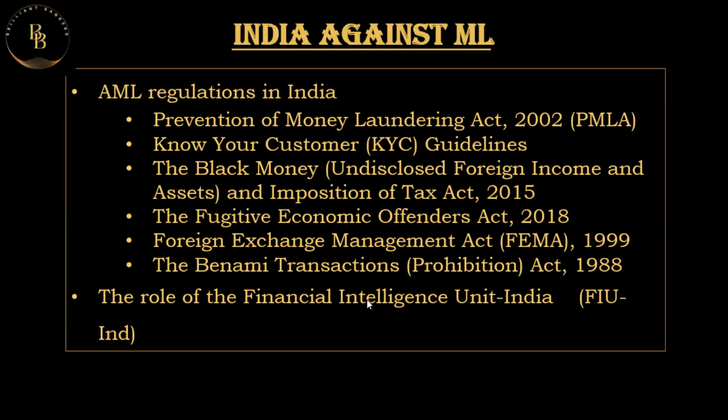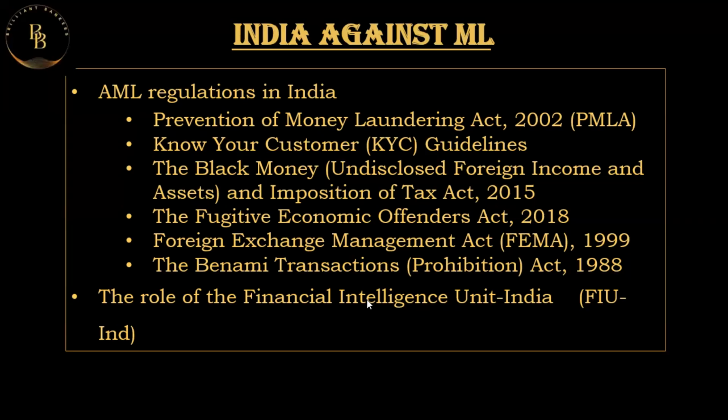What is the Black Money and Imposition of Tax Act 2015? That is the Undisclosed Foreign Income and Assets Act. This act aims to curb the practice of concealing foreign income and assets to avoid taxes, which is often a technique used in money laundering. It imposes penalties and rigorous punishment for those found guilty of concealing foreign assets or incomes.